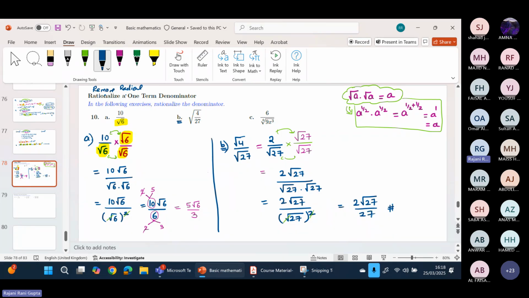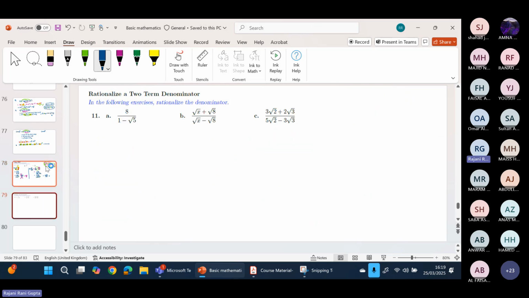Because you know that 2 and 27, you cannot cancel anything. If it is 3, yes, you can cancel, 3 or a multiple of 3. Now, this is with one term in the denominator. If you have two terms, in this case, we talk about the conjugate.